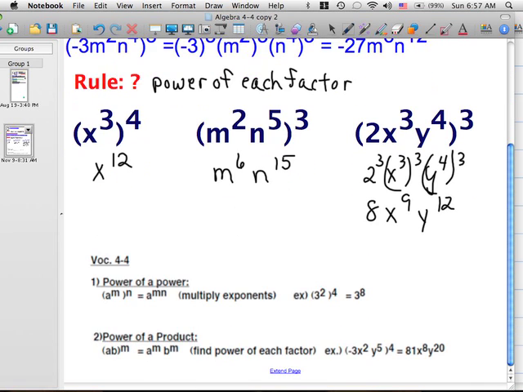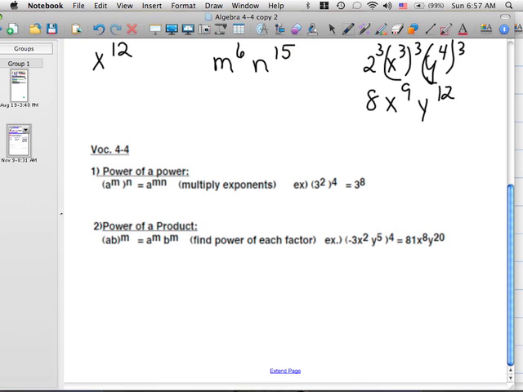And this is what's on your paper for your vocabulary. Power of a power, if I have a power a to the m and I take it to the nth, this is the formal rule. It's a to the mn, multiply your exponents. And if you have a product taken to a power, product is represented by ab, power is m, and each part inside is taken to that power, so a to the mth, b to the nth.